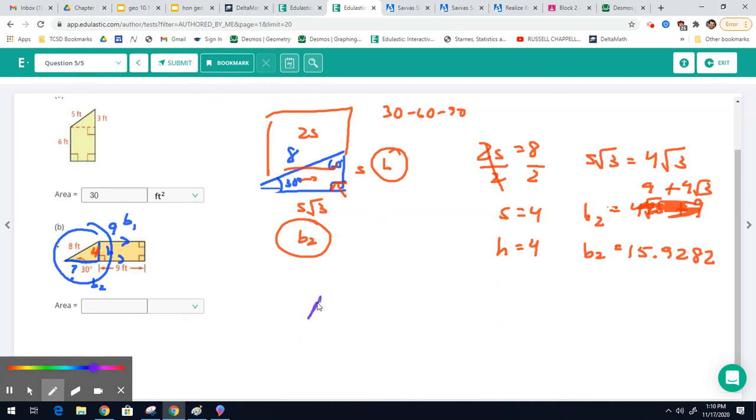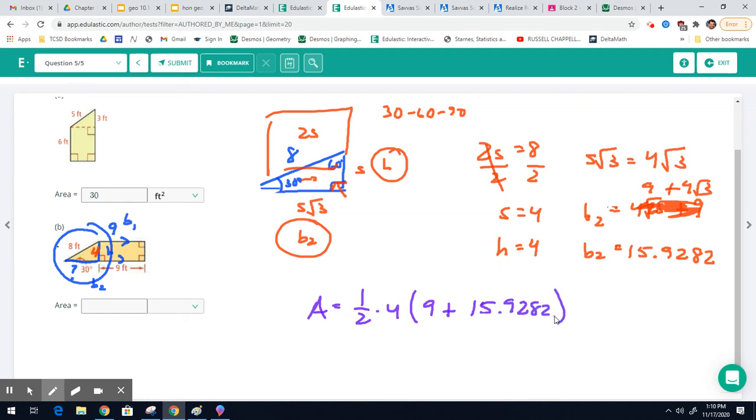I'll do it in purple. So the area of the trapezoid is going to be 1/2 the height, which is 4, times base 1, which is a simple 9, plus base 2, which is not so simple, 15.9282. So I'll do half. You could also put in 0.5 if that helps you. So remember that half, if you don't want to enter in the fraction, you can just type in 0.5. So 0.5 times 4 times parenthesis 9 plus 15.9282.